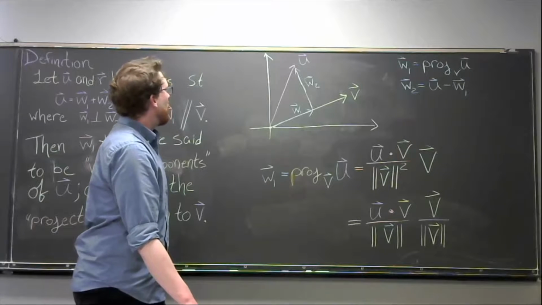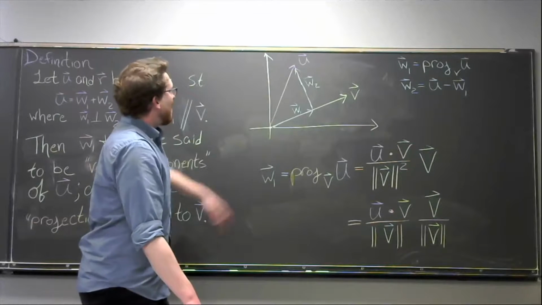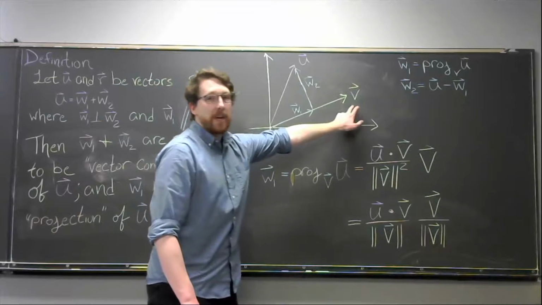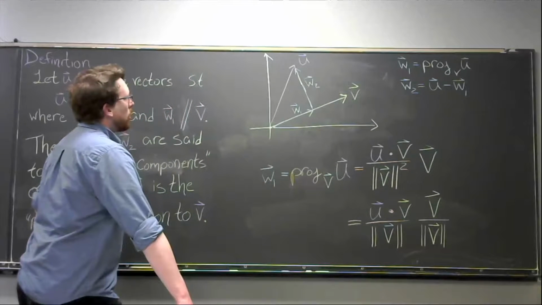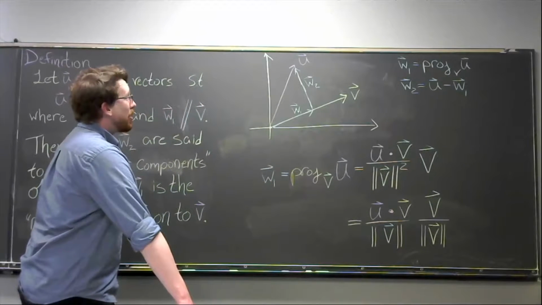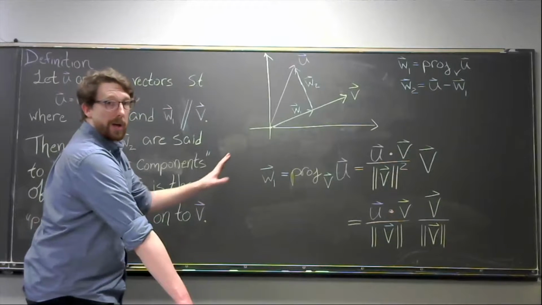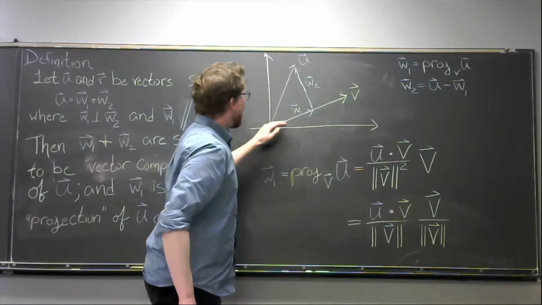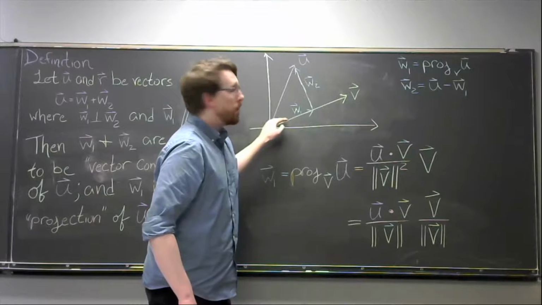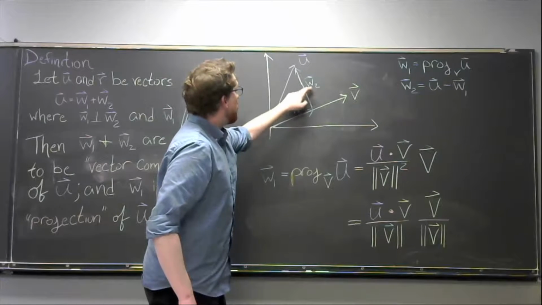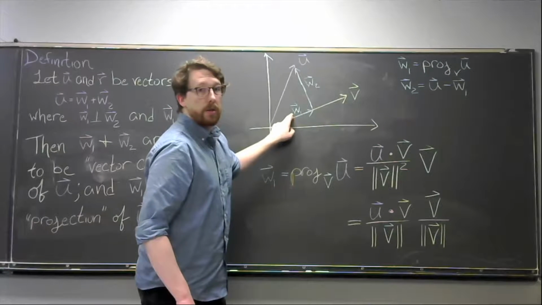Anyhow. So what we've got are two vectors, u and v. And in our picture, we can see right away that w1 is parallel to v, and w2 is perpendicular to w1.